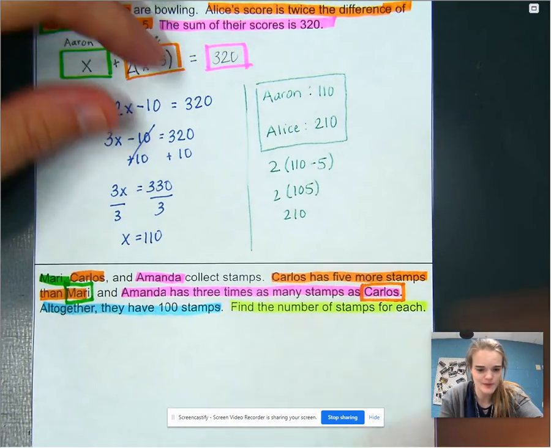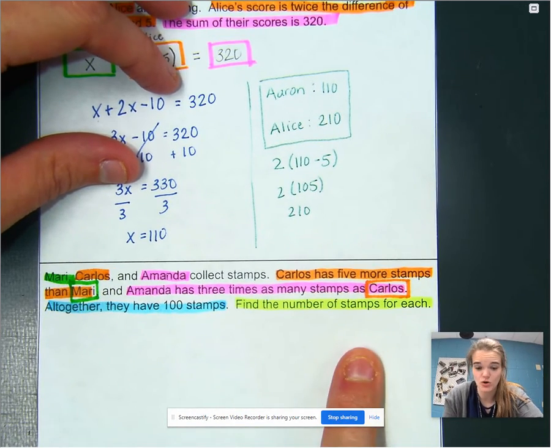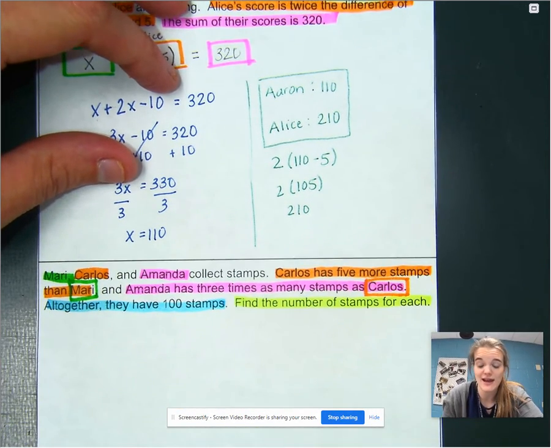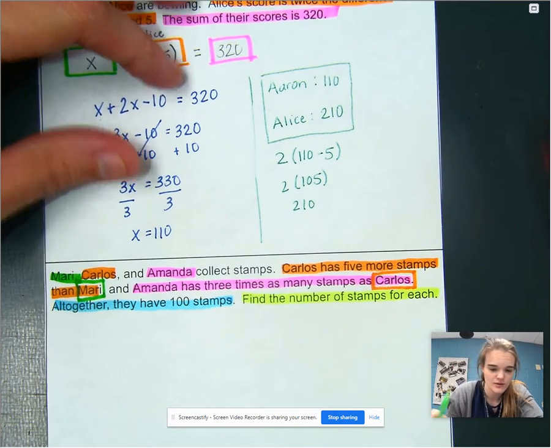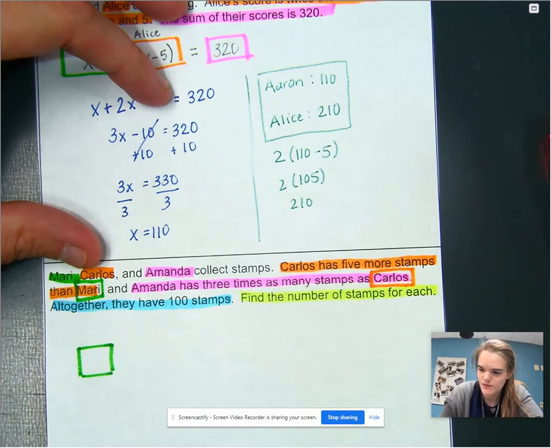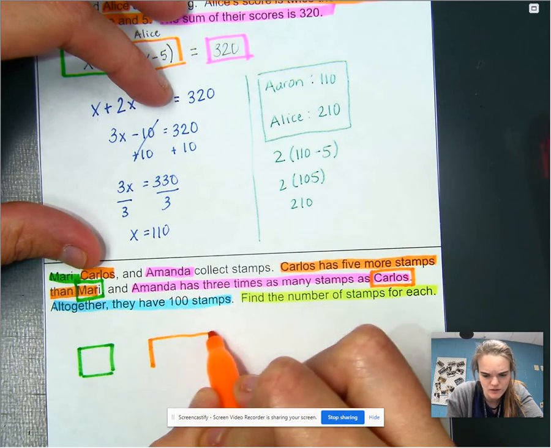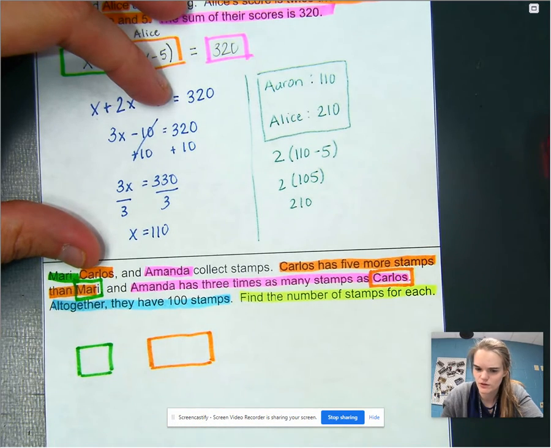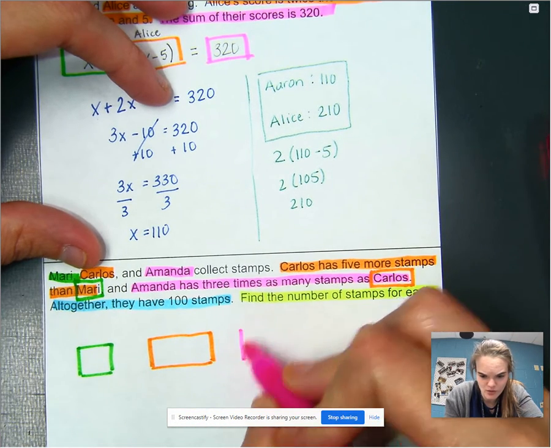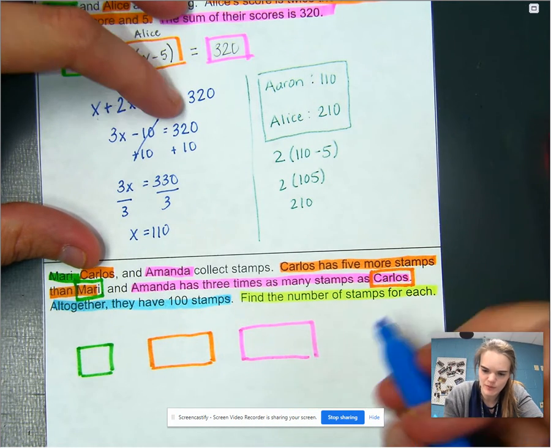All right, I have 3 people and a total. So I'm going to have 3 boxes and a total. Total means we have to add between boxes. So, Mary. I need to make them big enough. Sometimes I don't make them big enough. Carlos. Oh, I forgot Amanda. No, we're good. I thought I did it in the wrong order, but I did not. Amanda. And then we have a total.